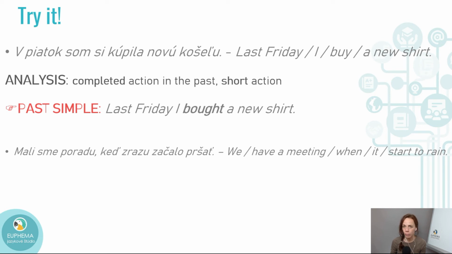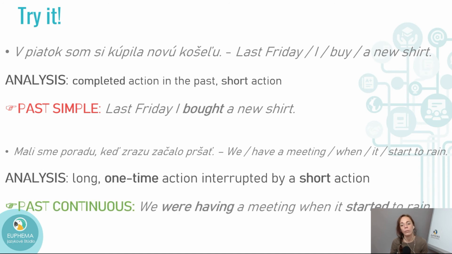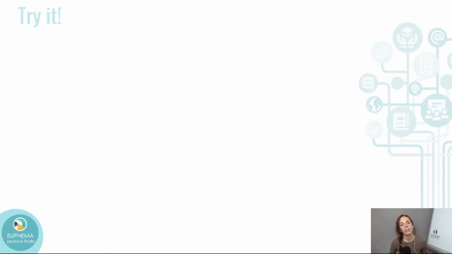Well, mali sme poradu, of course it's a long action and it's a one-time action, interrupted by a short action. Začalo pršať. Again, začne pršať in 1 second, right? It's not like raining, it's just start to rain. So the correct translation is with past continuous. We were having a meeting when it started to rain. We were having, long action, interrupted by short action. It started to rain. Very good.